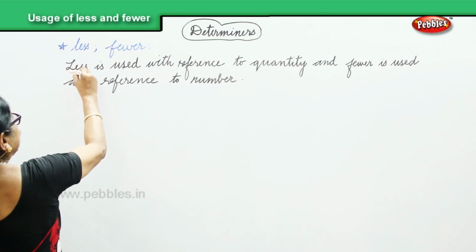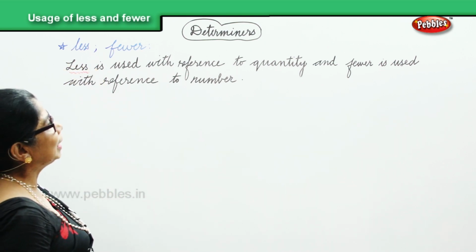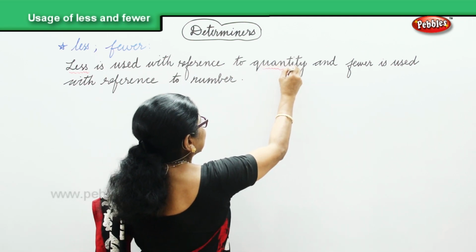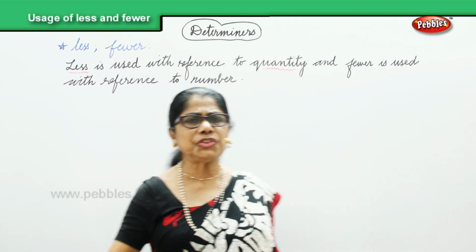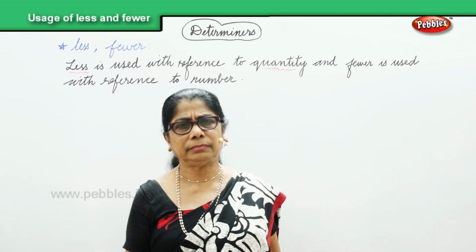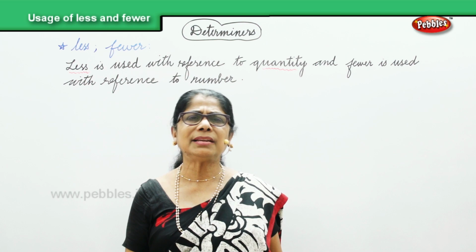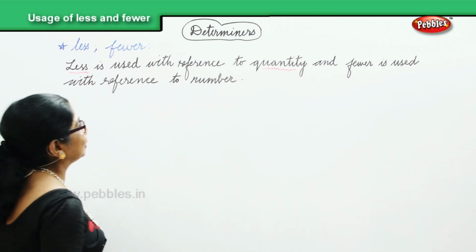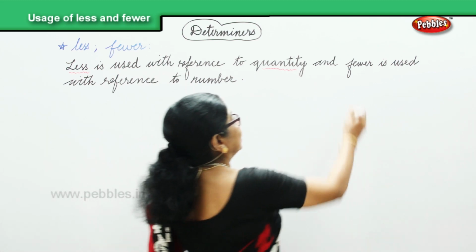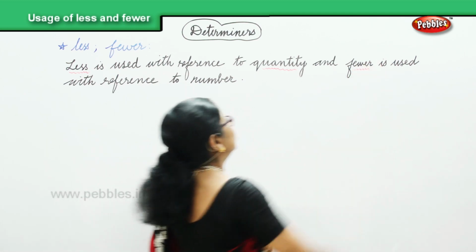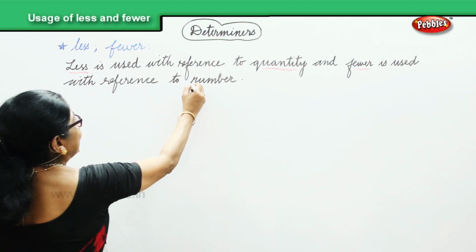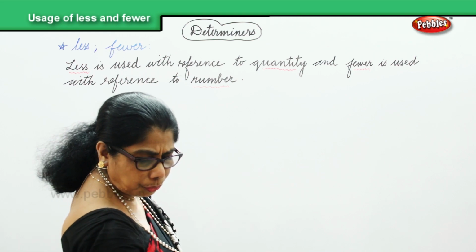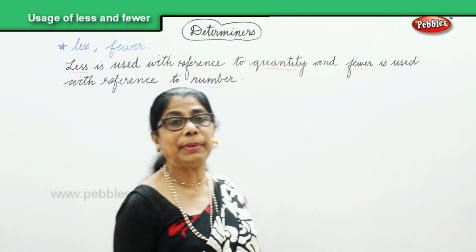When you say less, we are talking about the reference to quantity. Teacher gave me less marks. My sister gave me less chocolate. When you talk about fewer, fewer is used with reference to number. There were few children present today.